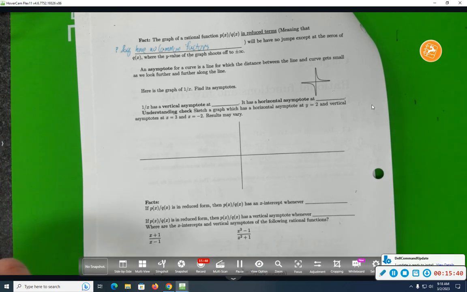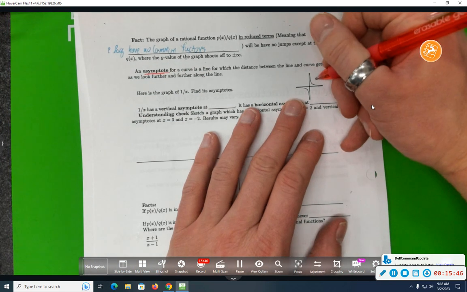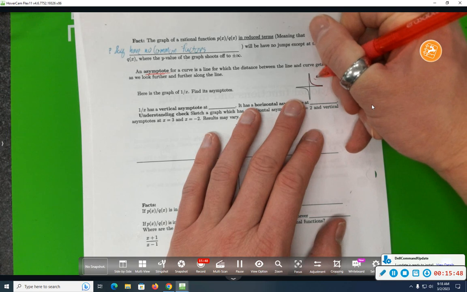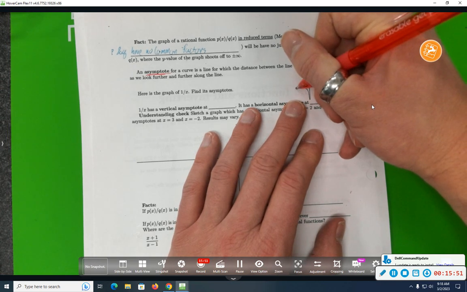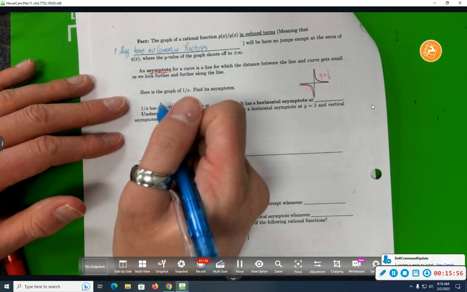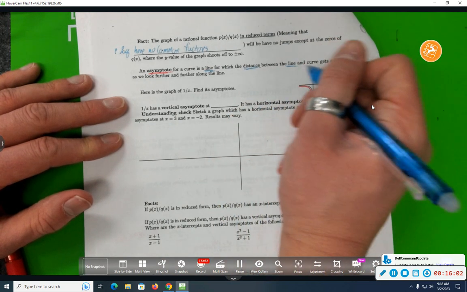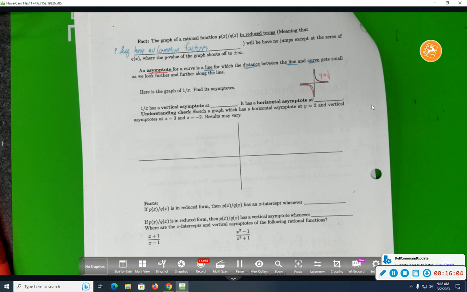That's true in general for any rational function. And there's a special word we'll make up for it. It'll have the word asymptote involved. So here's again the graph of y equals 1 over x. Let's talk about asymptotes. An asymptote for a curve is a line for which the distance between that line and the curve gets really, really small when you look really far along the line. So there's the graph of this rational function 1 over x. Are there any lines that it seems to get close to when you look far along the line? Yeah. All of them, depending on where you look.